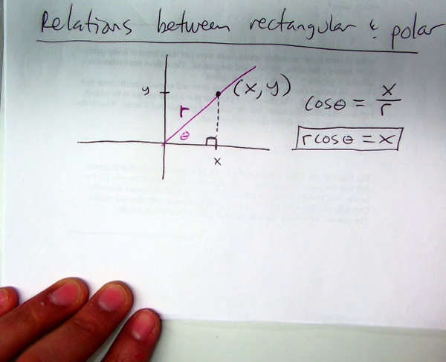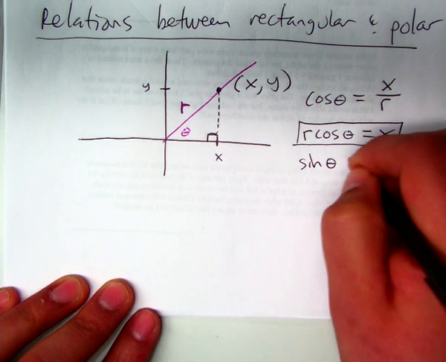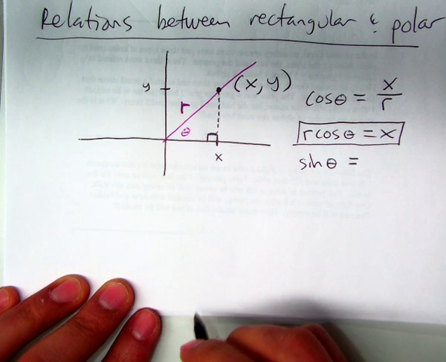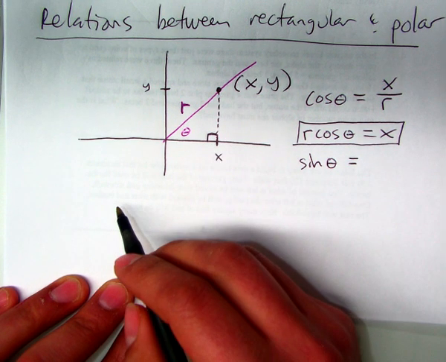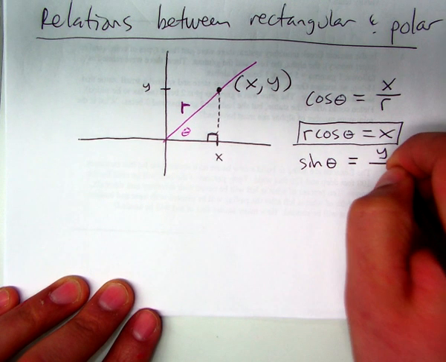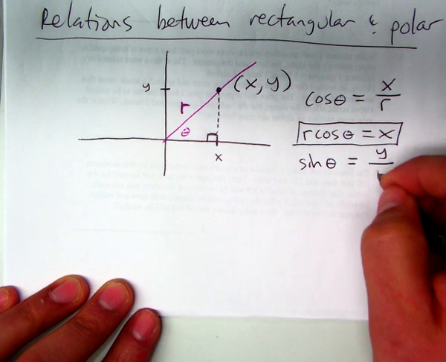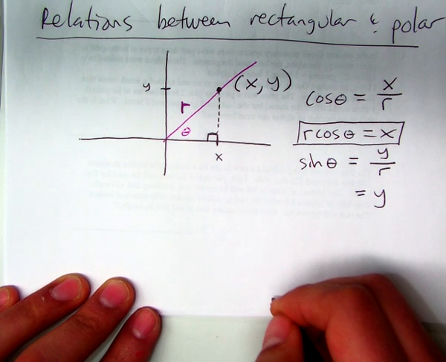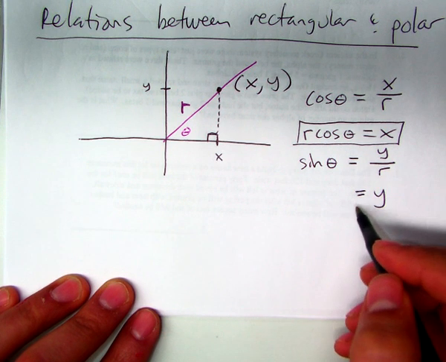Okay, Kevin, how do we get sine theta? What's that going to be? How long is the opposite? What's the hypotenuse? R, very good. So can you tell me what Y is? How do we get Y by itself? Oh, R sine theta. Good.